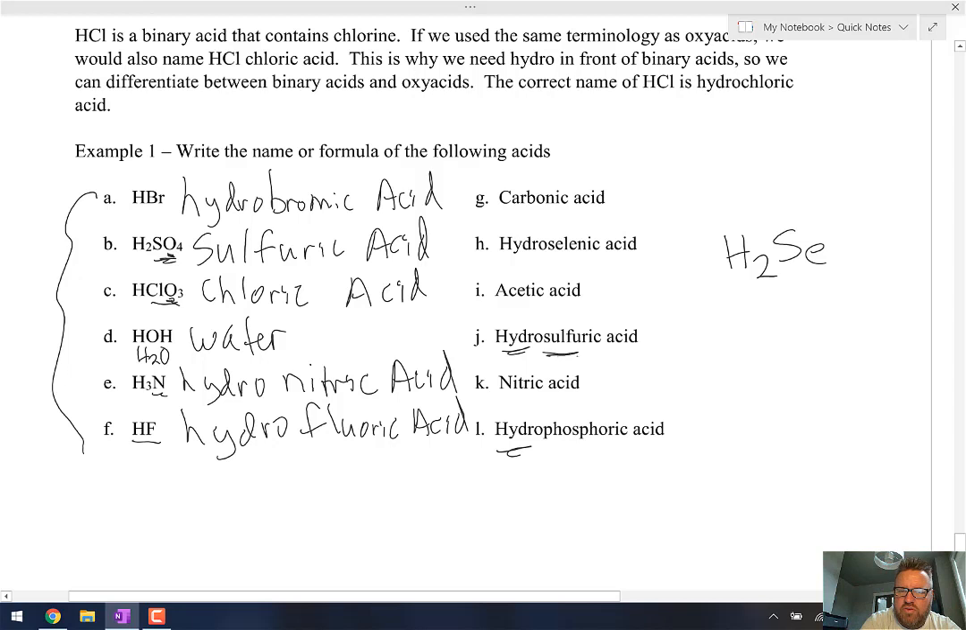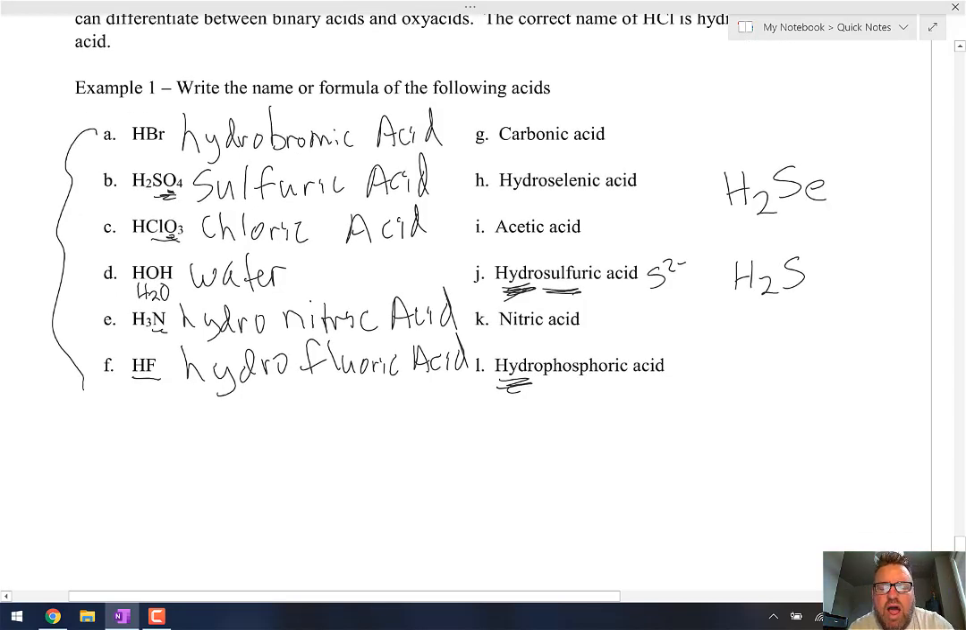With hydrosulfuric acid, again, it starts with hydro, so as soon as you see hydro, you think periodic table. Sulfuric obviously comes from sulfur, and sulfur, like selenium, also has a -2 charge. So that is also going to be H2, and then in this case, just S. And then the last one that starts with hydro: hydrophosphoric means it had to, again, come from the periodic table. So phosphoric had to come from phosphorus, and phosphorus is P with a -3 charge. So it would be H3P.